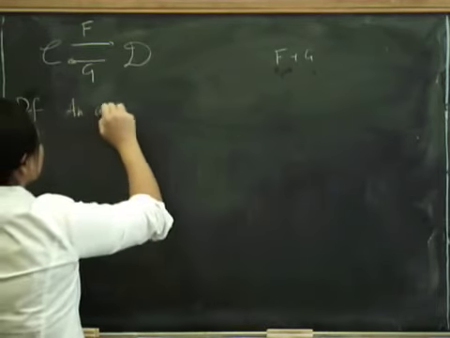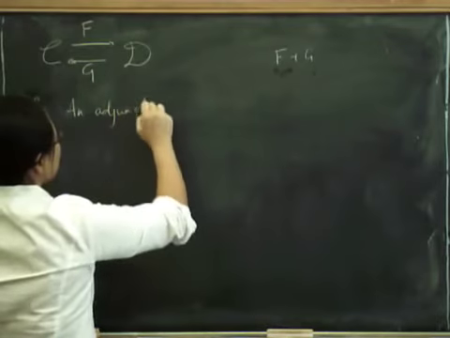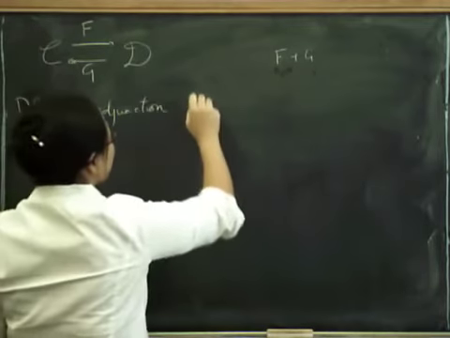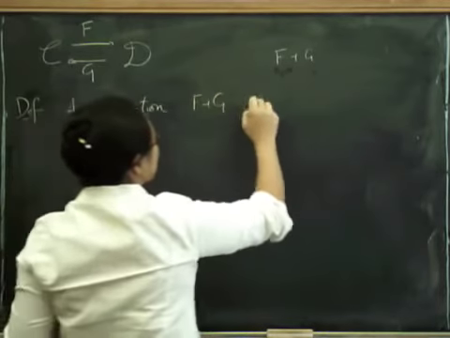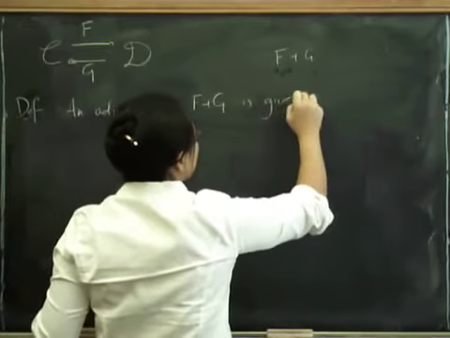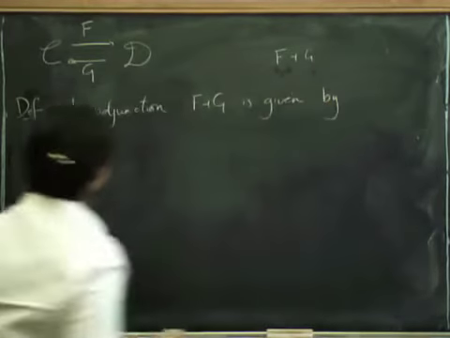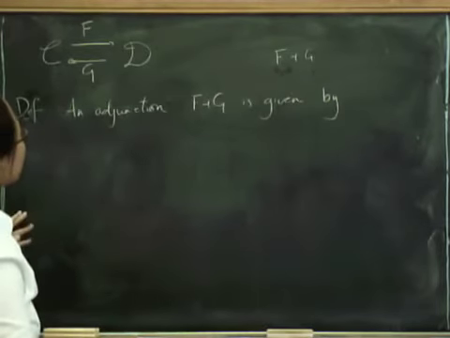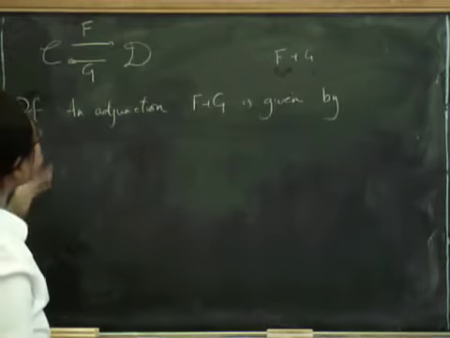An adjunction of F left adjoint to G is given by, I've got a grammatical problem. Have I? Because I haven't said what these functors are.